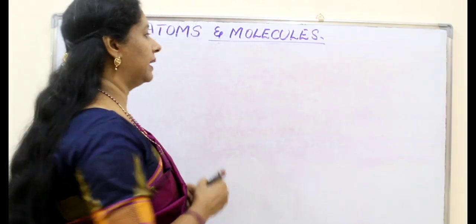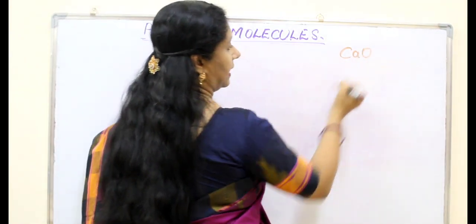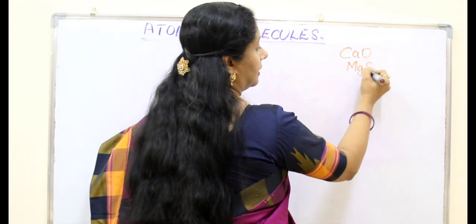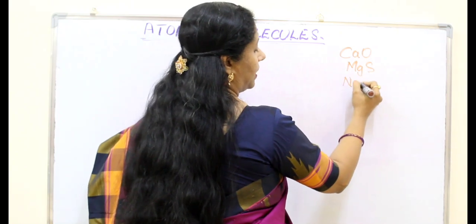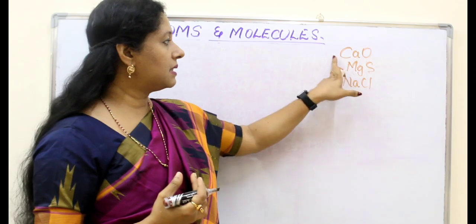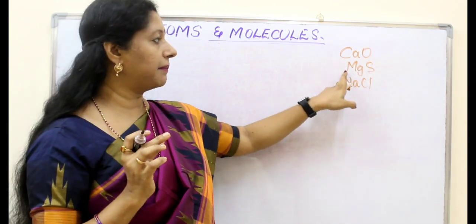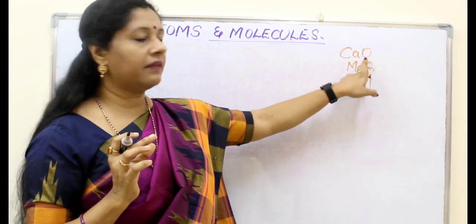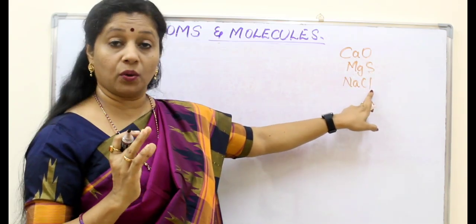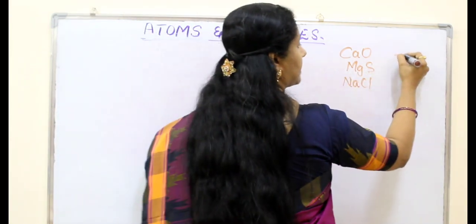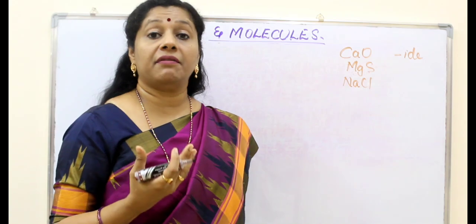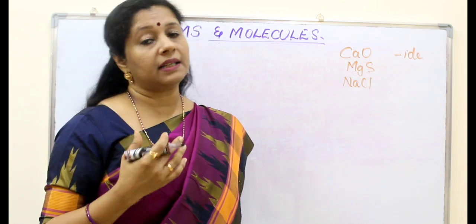One more thing to remember here. When we write calcium oxide, it is metal first, non-metal second. Then magnesium sulfide, there also metal first, non-metal second. Sodium chloride, metal first, non-metal second. But one thing you have to remember: for the first metal we use the name as such, calcium, magnesium, sodium. But for the second one, are we using calcium oxygen or calcium sulfur or calcium chlorine? No, we are using the suffix ide. So oxygen becomes oxide, sulfur becomes sulfide, chlorine becomes chloride. That way only we use.